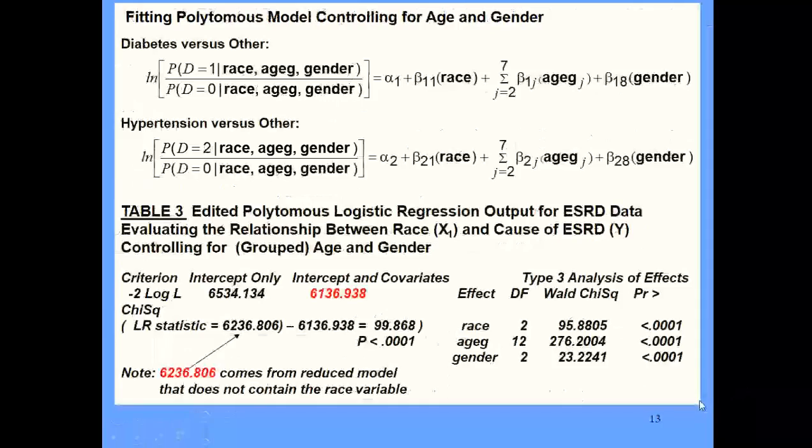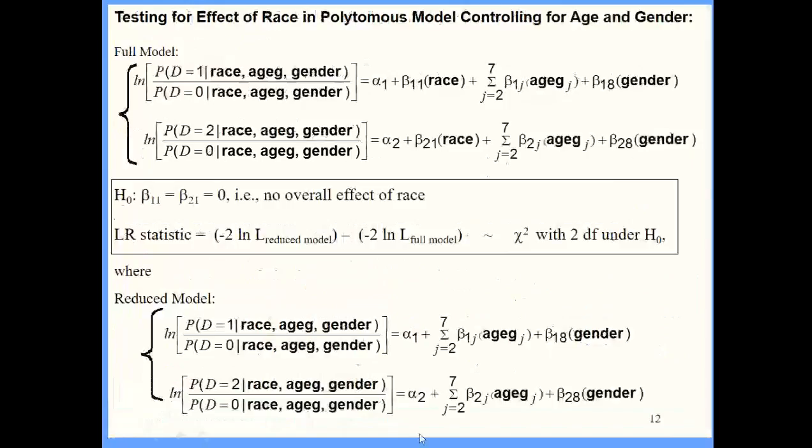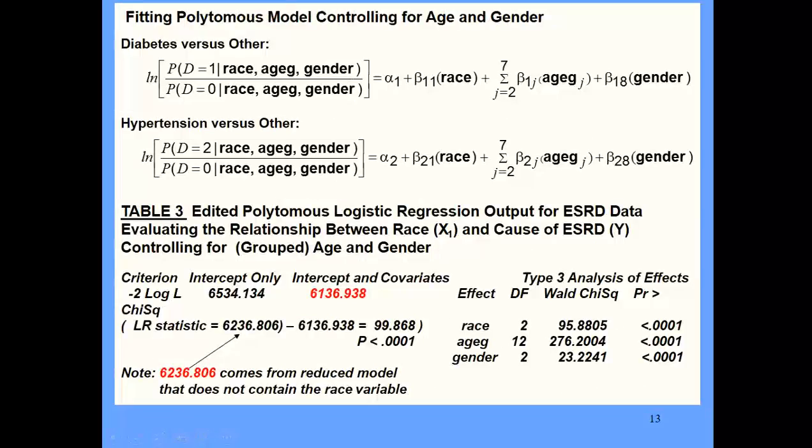So what is the computer going to do? Well, first, for this full model, it's going to give you a fitted -2 log L. But you see this says the intercept-only model? Is this the intercept-only model? No, because it doesn't just have an intercept, it has other variables in there. So you'd have to fit the reduced model. It turns out in the reduced model the -2 log L is not this, it's 6236.806. You subtract one from the other, and you still get something significant.